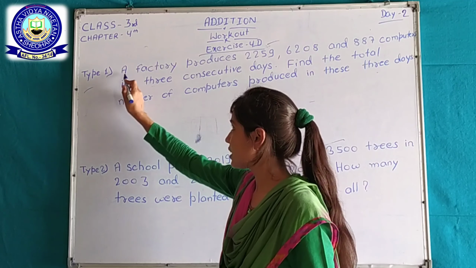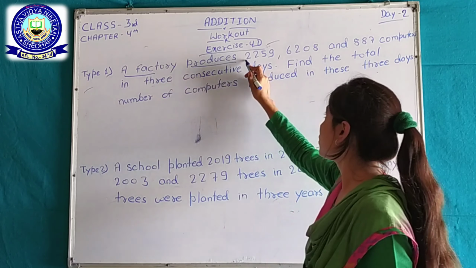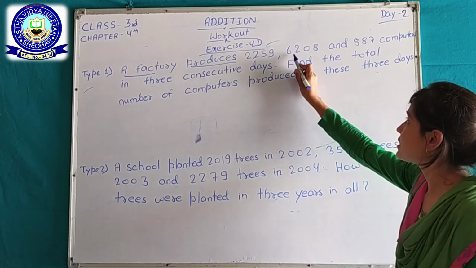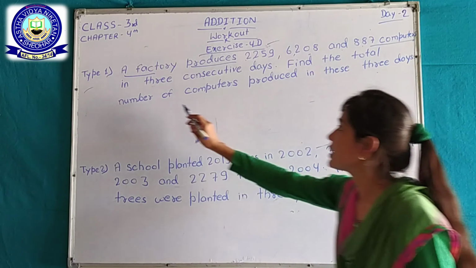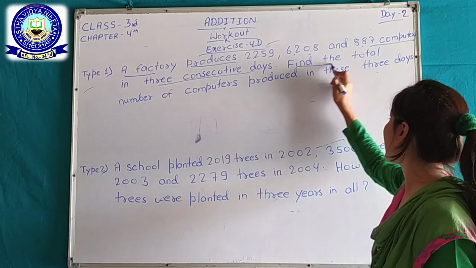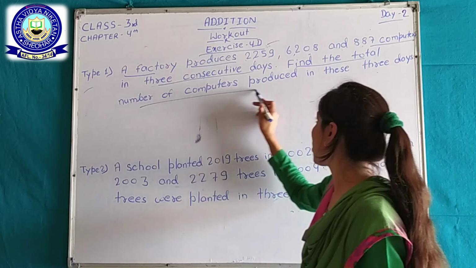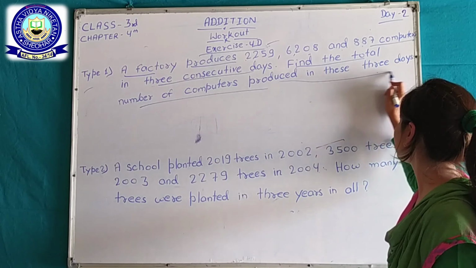Here is a type 1 question. A factory produces 2,259, 6,208 and 887 computers in 3 consecutive days. Find the total number of computers produced in these 3 days.